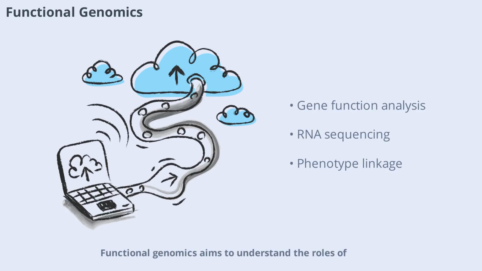Functional genomics aims to understand the roles of genes and how they contribute to biological processes. Bioinformatics analyzes data from experiments like RNA sequencing and gene knockout studies, helping researchers link genes to functions and phenotypes. This knowledge is vital for understanding development, disease, and evolution.